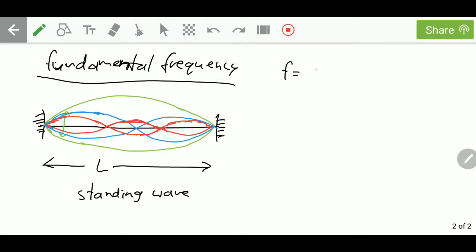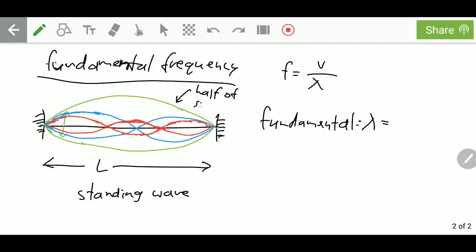Well, we know that the frequency is equal to the velocity divided by the wavelength. That's true of any wave. But what is the wavelength of the fundamental? Well, if you look at the fundamental, this form of the wave is just half of a sine wave, which means that this length L of the string is just half the wavelength, meaning that lambda is just 2L. So we got f is equal to v over 2L.